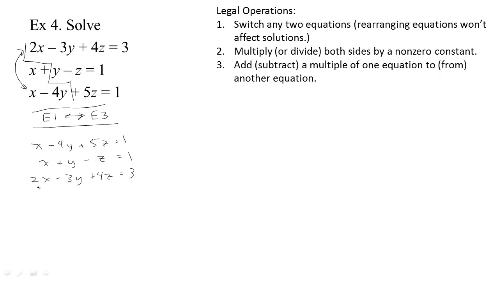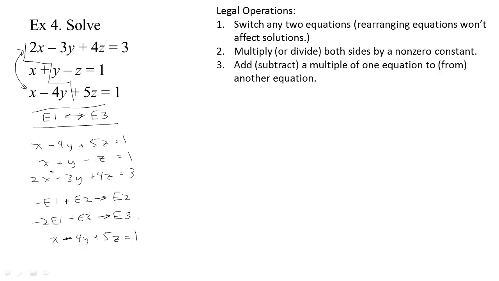But in that form, I can easily see that if you just subtract equation 1 from equation 2, or add the opposite of equation 1 to equation 2, that'll give you a nice equation 2 without an x in it. You can also take negative 2 times equation 1 and add it to equation 3, and that can give you a nice equation 3 without any x in it. So let's do that. Notice here we're only changing equation 2 and equation 3.